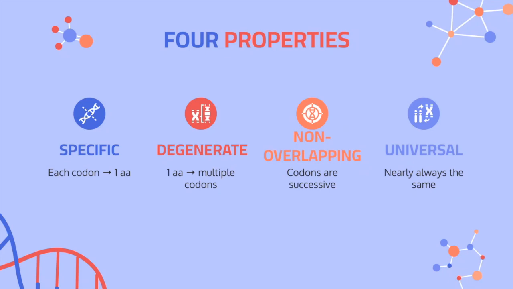And finally, the genetic code is universal, so it is nearly always the same, whether it is in a human cell, in a bacterial cell, in a fish cell, whatever you want. It's nearly the same wherever you go, with slight differences, but nearly the same.